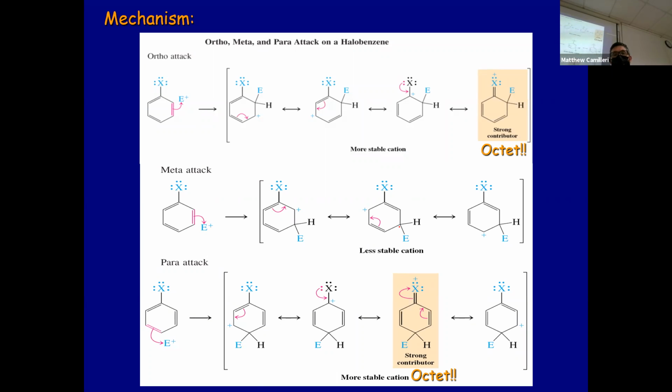So let's see. Again, attack the same position, all of them, and get the 3 products. Once you get your products, then see what you're going to get. And in fact, in the ortho and para attack, you'll end up having a full octet, which is more stable, which means that you're going to get a stable conformation that is slightly overall deactivated.